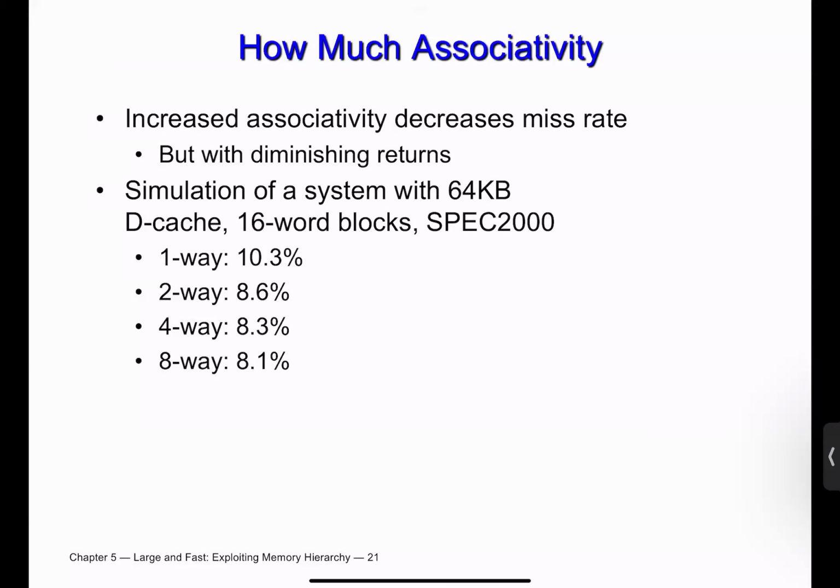So increasing the associativity will decrease the miss rate, but with diminishing returns. As you can see from here, let's say that we are simulating a system that is 64K with 16-word blocks. With one way, or direct map, the miss rate is 10.3%. With two way, it is significantly less, 8.6. But from two way to four way, from 8.6 to 8.3, each time is just diminishing the benefits of using a higher set associativity.